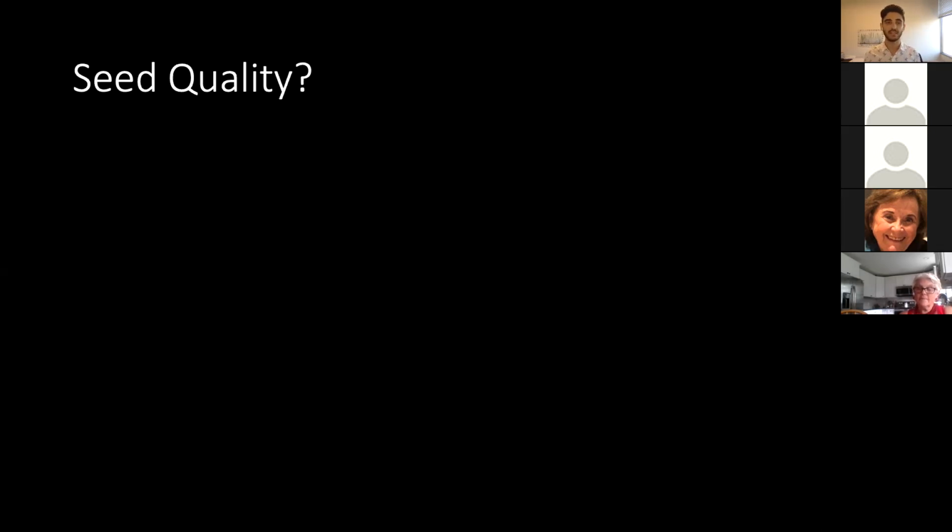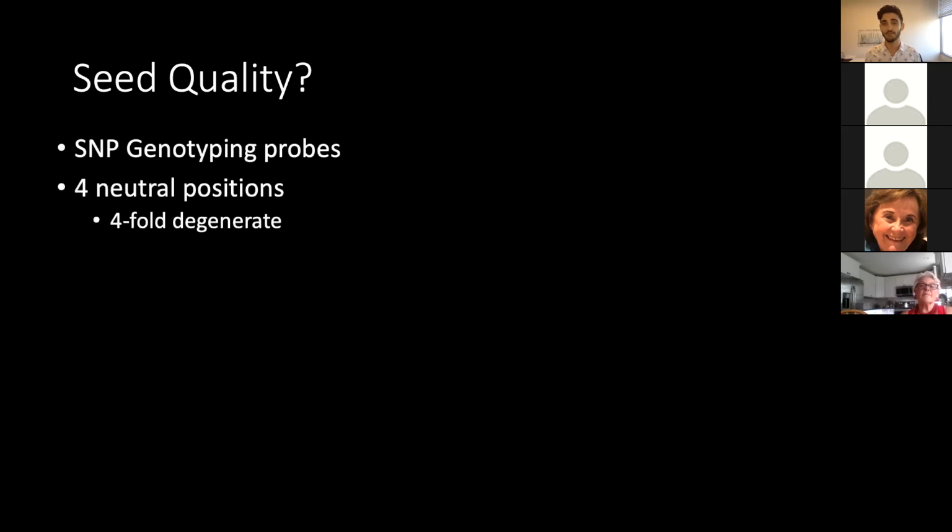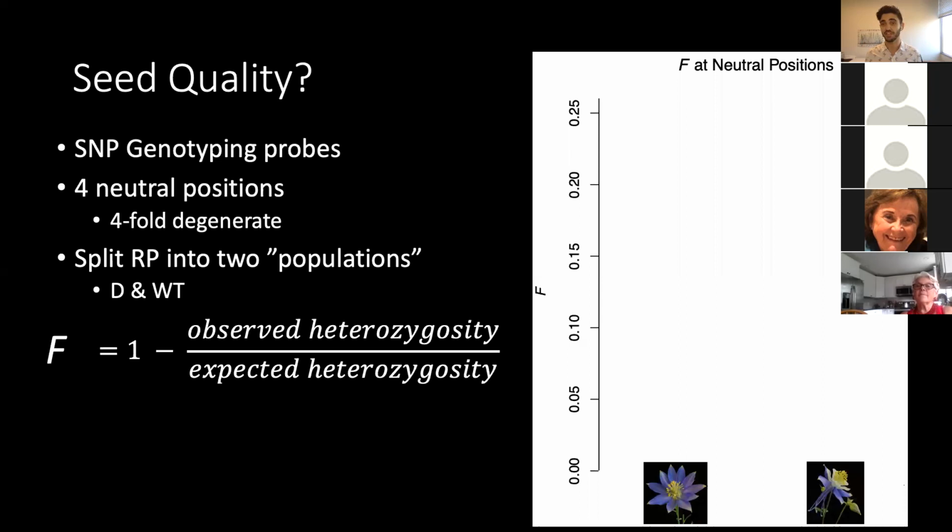So what we did is we assessed inbreeding using SNP genotyping probes at 4 neutral positions throughout the genome. These were all 4-fold degenerate, meaning they were about as neutral as we could assume a position to be. And we would genotype every single population, every single flowering plant in the population in 2016 at these 4 positions, and then split the population into 2 groups, Dahliae plants and wild type. And we would measure the F statistic, the inbreeding coefficient for those 2 groups. We would be able to get our total number of heterozygotes from the genotyping and then use the allele frequencies plus an expectation of random mating to get our expected.